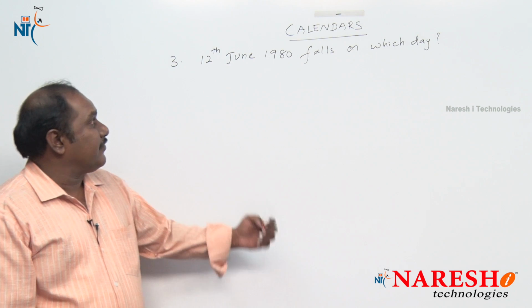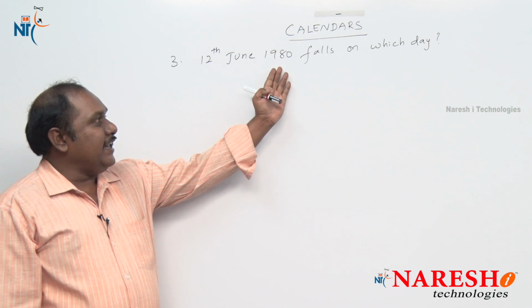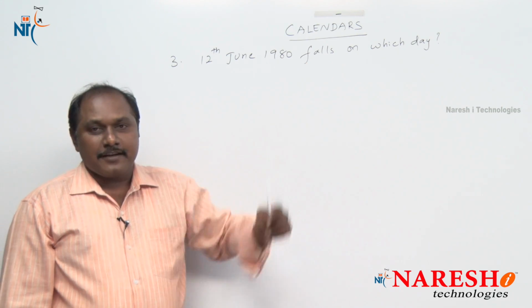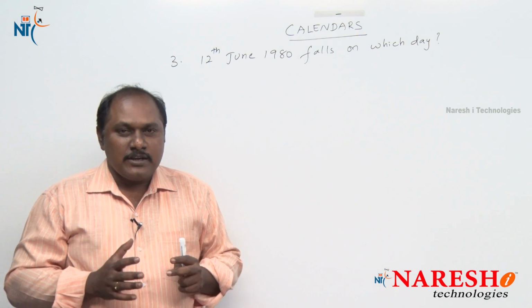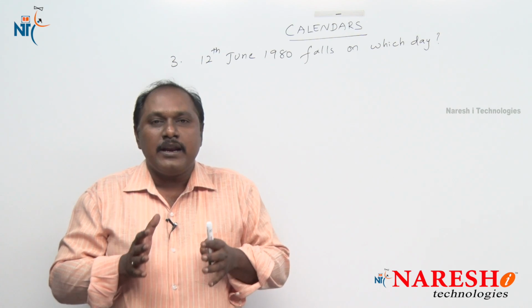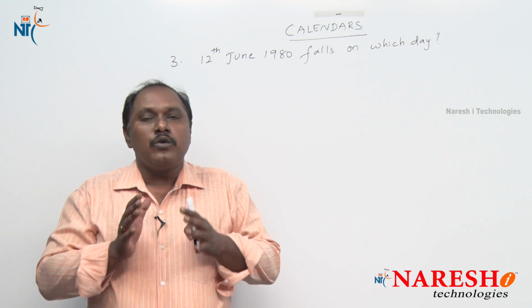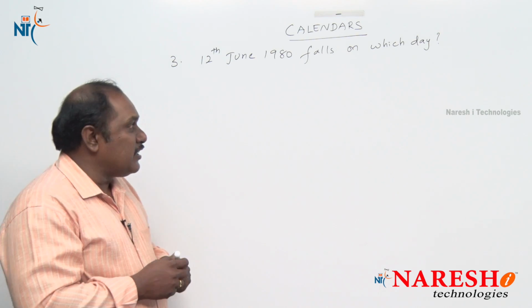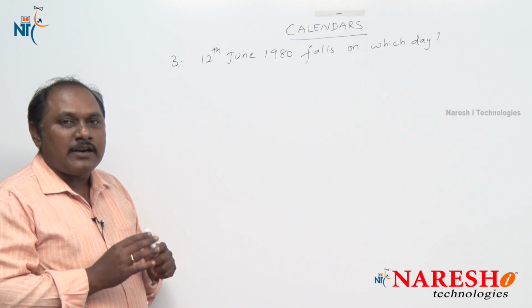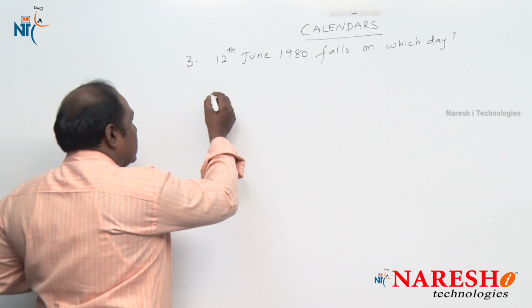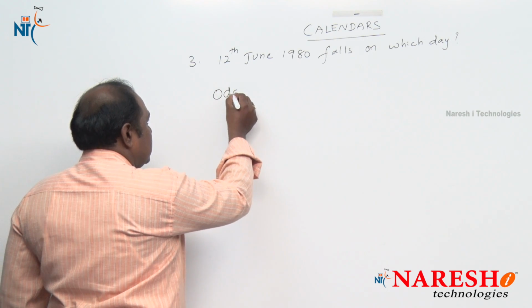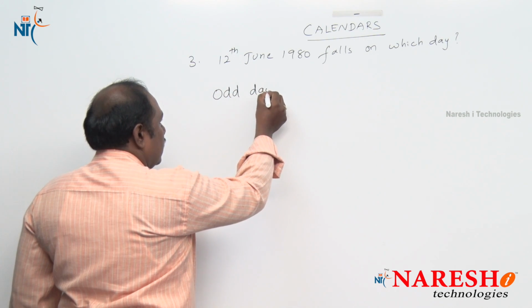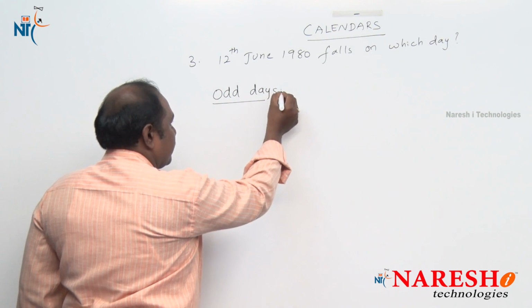The next question: 12th June 1980 falls on which day? That is, the question is, if we are given a date, how to tell on which day it falls? Now, to answer this question, there are some basic points that we must know. The first thing is you must know odd days.